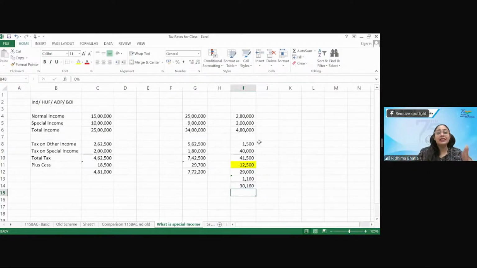Any problem in rebate as per old regime? Now we will be moving to rebate as per new regime. There would be a shuffling of old and new, old and new. Please, you guys are final students, so if you have any doubt, let me know. So far we have covered tax rates, special rates, and rebate as per old regime. Anyone has any doubt?